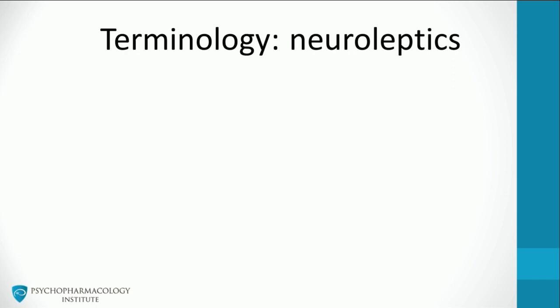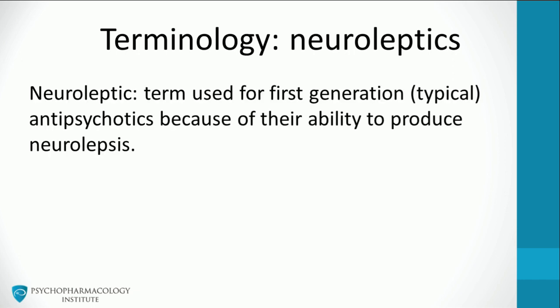I'd like to clarify some terminology first. The terms neuroleptic, typical, and atypical are commonly used in practice. It is interesting to understand their background and meaning. First, what is a neuroleptic? This is a term used to refer to first-generation antipsychotics, such as chlorpromazine or haloperidol, because of their ability to produce neurolepsis. The question that follows is, what is neurolepsis?